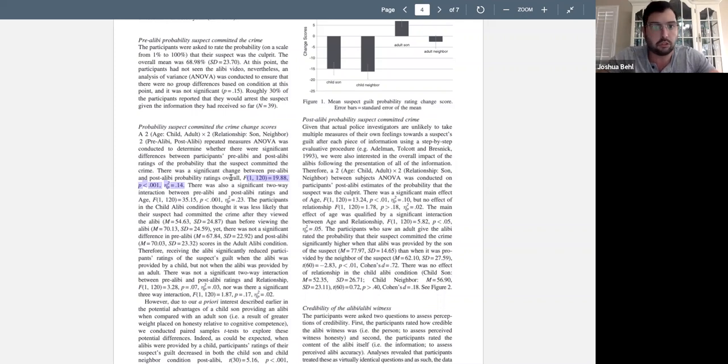That's easy. That makes sense. There was also a significant two-way interaction between pre-alibi and post-alibi ratings and age. Ignore the numbers. Oh, okay, that makes sense, right? And so that's just a little tip for undergrads when they're reading academic papers. If you get super confused by the numbers, just ignore them. And the results section becomes pretty straightforward at that point.